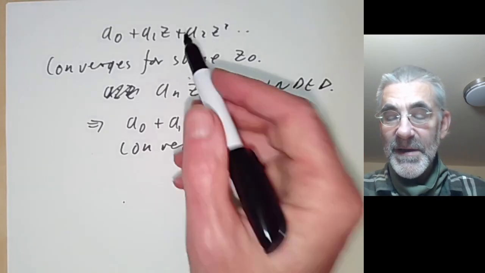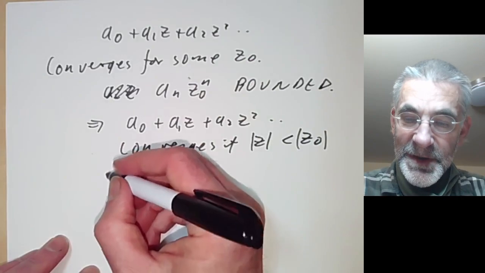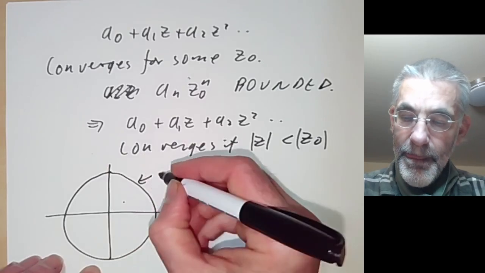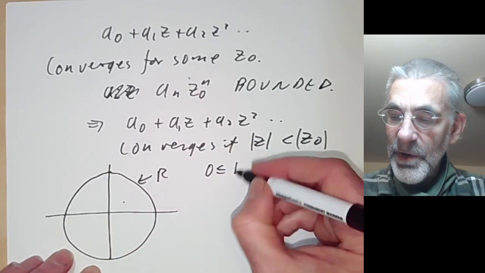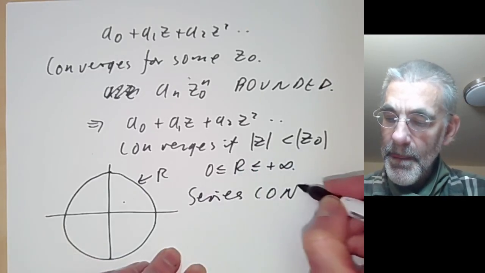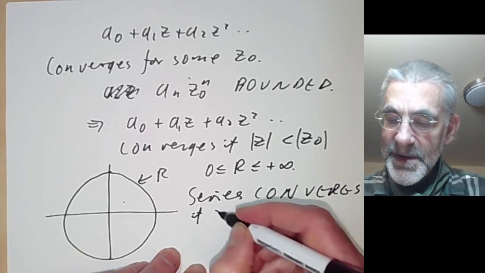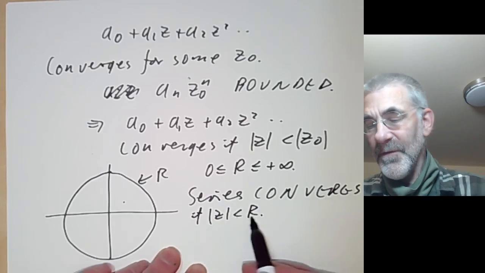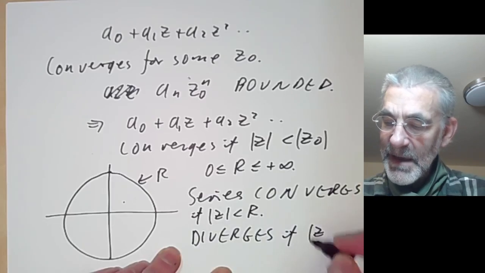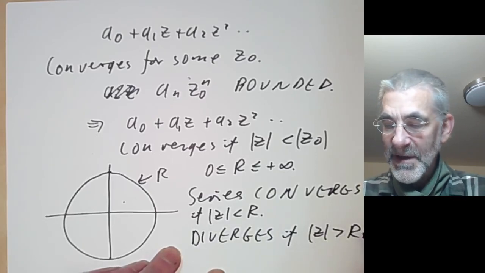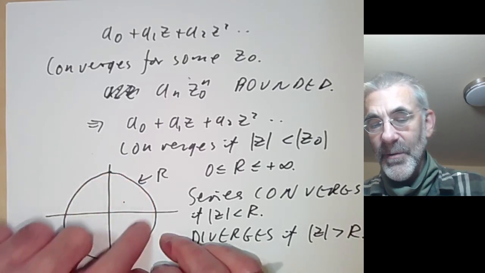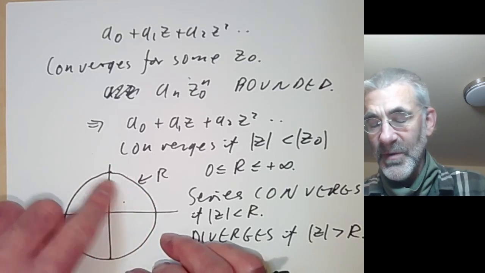So what we see is that if we've got a Taylor series around 0, then there's some number r. So r might be 0 or it might be plus infinity, such that the series converges if z has absolute value less than r, and it diverges if z has absolute value greater than r. It might not converge anywhere if r is 0. If r is plus infinity, it doesn't diverge anywhere. So Taylor series in complex analysis always converge in a circle, or rather a disk.